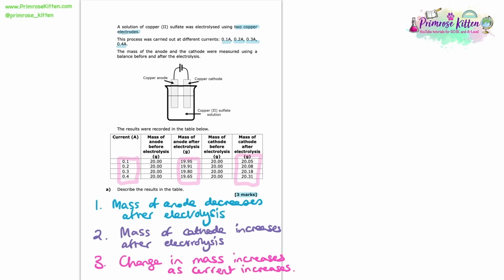And just to make sure that you can really clearly see that, of course, when we have 0.1 amps, it goes from 20 to 20.05, so it has increased by 0.05. Whereas when it's 0.2 amps, I can see it increases by 0.08. At 0.3 amps, I can see it increases by 0.18. And finally, at 0.4 amps, I can see that it's increased by 0.31. So I can certainly say that the change in the mass increases as the current increases.